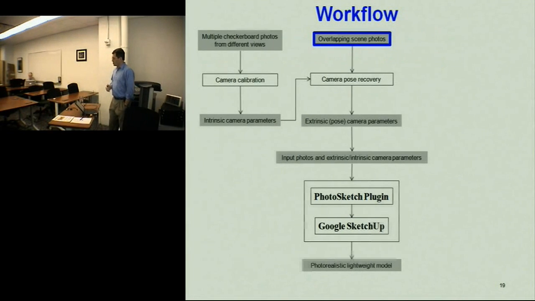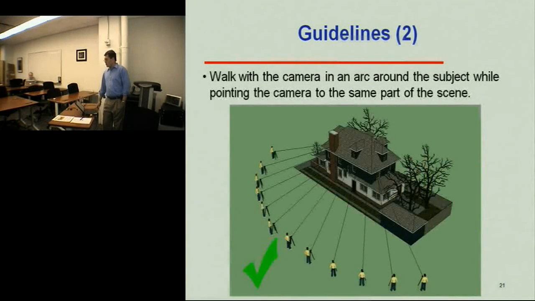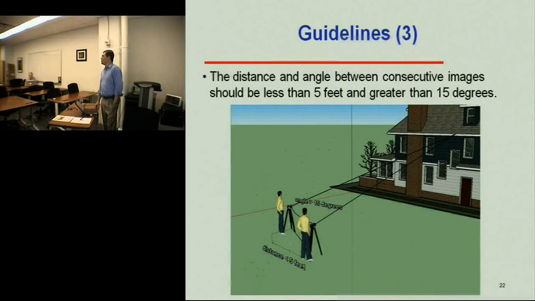So the first thing we have to do here is to collect overlapping photos of the scene. Again, there are some guidelines to follow there as well. As we said before, and this is critically important, you do not want to change the zoom settings or camera resolution. These are things you don't want to do. You do want to walk around with the camera in an arc around the subject while pointing the camera to the same part of the scene. So that's an example of something you do want to do. You also want to have the distance and angle between consecutive images be small, so that we can have a lot of overlap between consecutive images. Because ultimately, under the hood, what we're going to do is extract features from these images and track them from frame to frame.